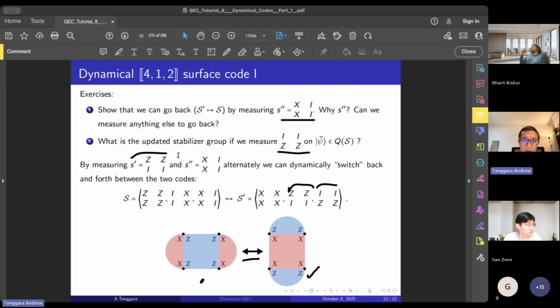So if I measure these two guys alternately, then I can switch back and forth between these two codes. If I'm in this code S, I do this S prime measurement. If I'm in code S prime, then I do this S prime prime measurement to go back to S.